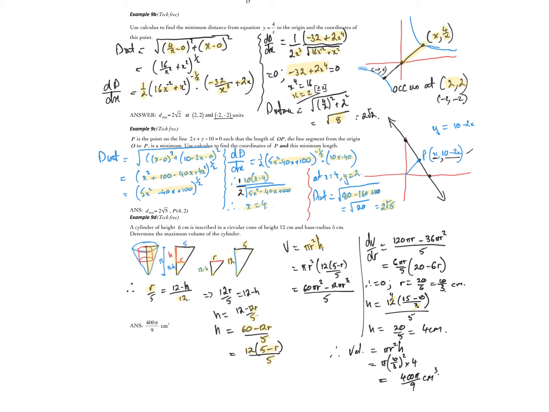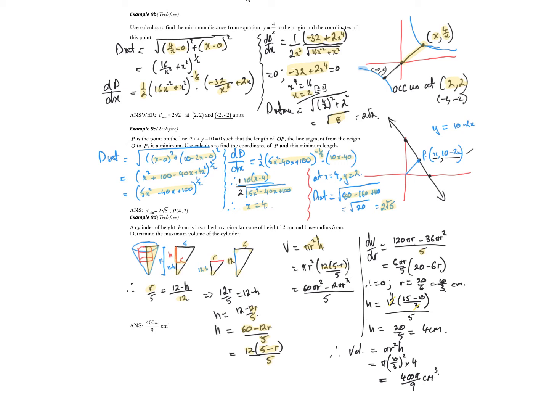So now, when I go to my volume is pi r squared times h. I left a big round bracket off there. So I get pi r squared times 12 times 5 minus r on 5. So if I expand that out, I get volume is 60 pi r squared minus 12 pi r cubed over 5. When does the maximum occur? Differentiate: 120 pi r minus 36 pi r squared on 5. Solve that. Well, actually, I took a common factor out just to make life a bit simpler.